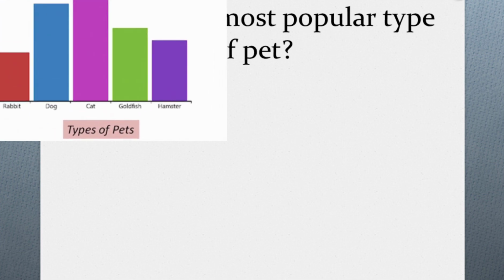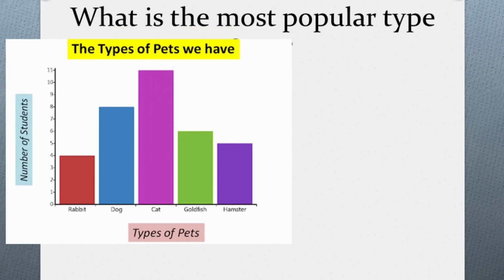Now, from that same bar graph, we want to find out what is the most popular type of pet. Now, if we think of what popular means, it means the one that most students have. So here we look at rabbit. They have 4. There are 8 dogs. There are 11 cats. There are 6 goldfish. And there are 5 hamsters.